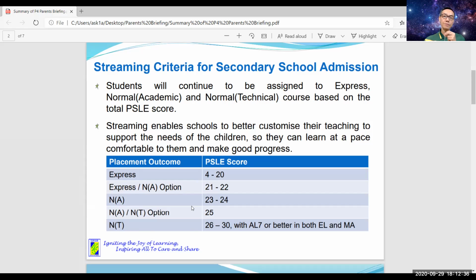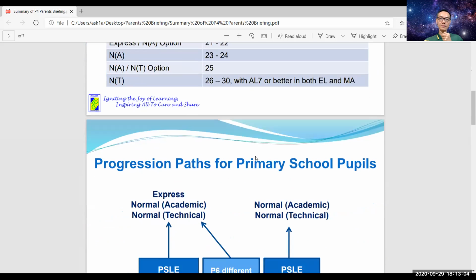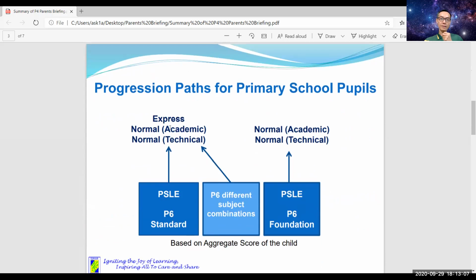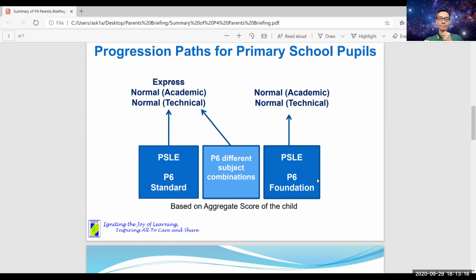But things may change over the years, because your child will perhaps be the 3rd batch. The current P5 students will be the 1st batch. Assuming your child is P4 this year, they will be the 2nd batch of students. So I think this table will be quite relevant, because usually MOE doesn't change plans within such a short span of 2 years. So this is the progression pathway going to Express, NA and NT, and also for those in foundation.